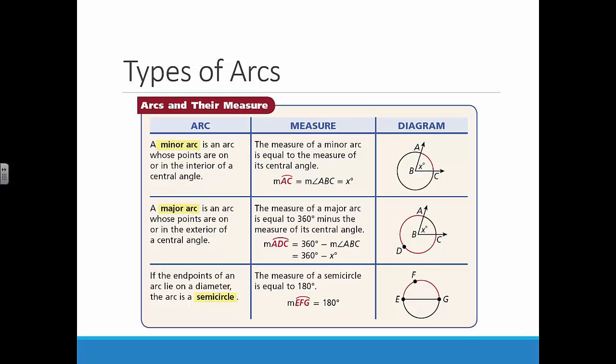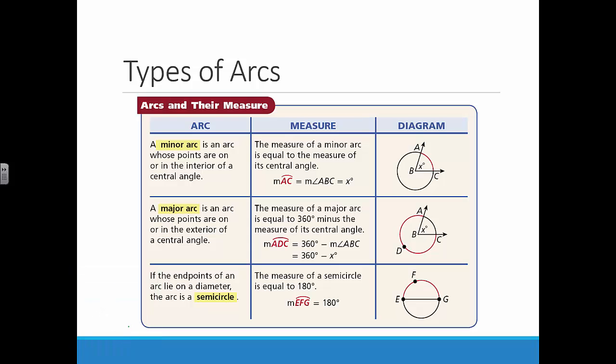There are three different types of arcs that you need to know about: a minor arc, a major arc, and a semicircle. A minor arc is an arc whose points are on or in the interior of a central angle, while a major arc has points that are on the exterior. So if you have this angle ABC here, the minor arc is in between those two, while the major arc goes outside.